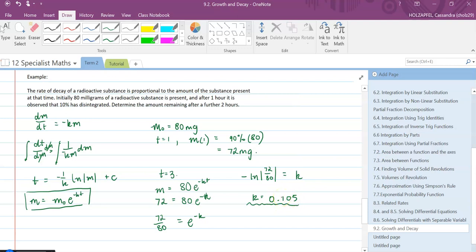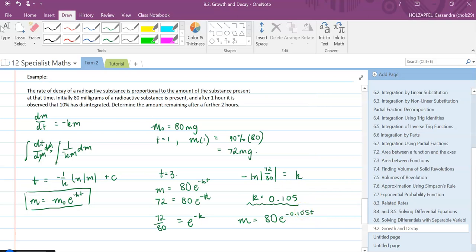Now hold on a minute. You said that this value for k should be negative. Keep in mind, I have gone ahead and divided it through by the negative value. So when we substitute it back into the equation, it's going to read m is equal to 80 e to the power of negative 0.105t. So it is actually negative when we pop it back into the equation.